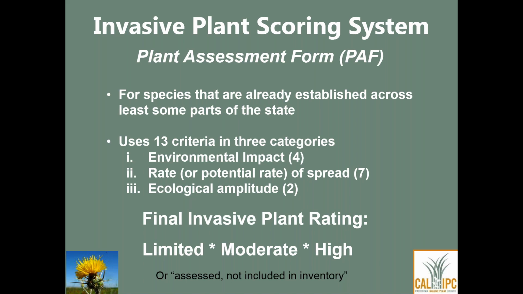So what I'm showing here on the screen is our plant assessment protocol, the descriptive protocol for plants that are already in the state. And the rating itself, we have 3 categories: limited, moderate, and high. We have a total of 13 criteria that we are evaluating the plant on, and they are divided, similarly to the other speakers, into environmental impact, rate of spread, and ecological amplitude.